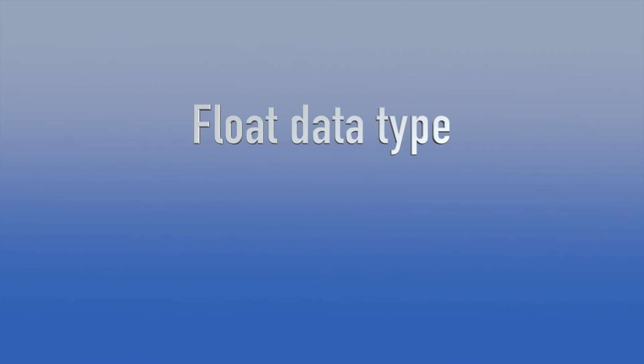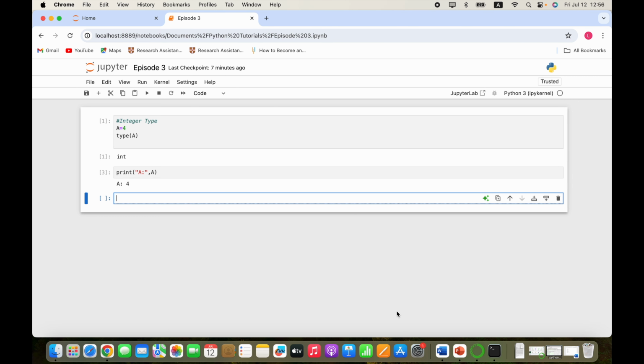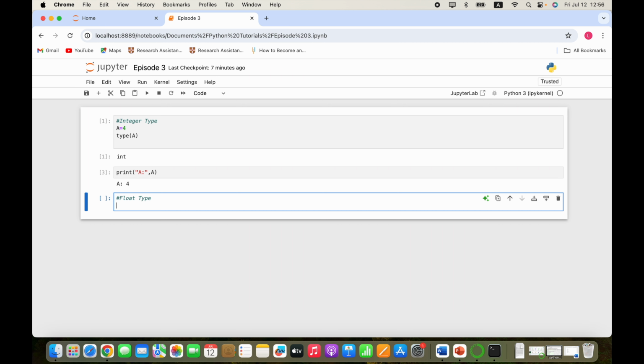The next one is float data type. Float data type basically understands float numbers, that is the numbers with decimal points, and how to use them for more precise calculations. Okay, now let's write some code for float data type. Has float type, and we are creating variable b. Let's say b equals 2.5.